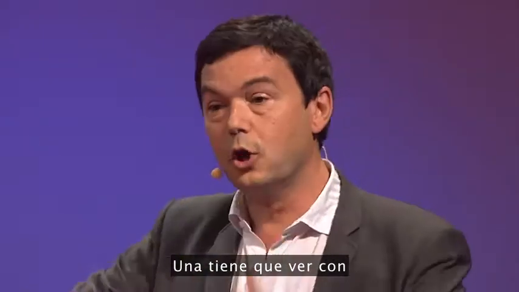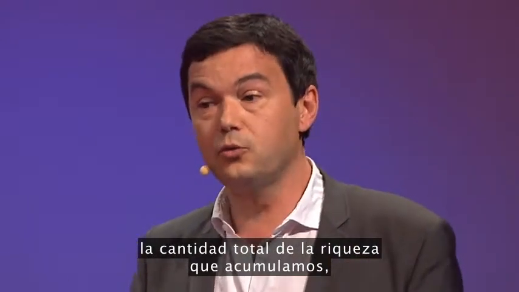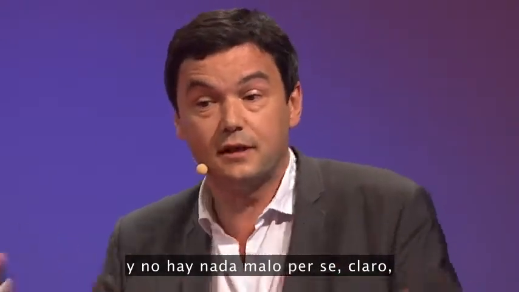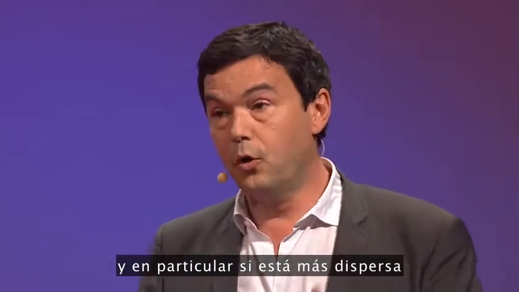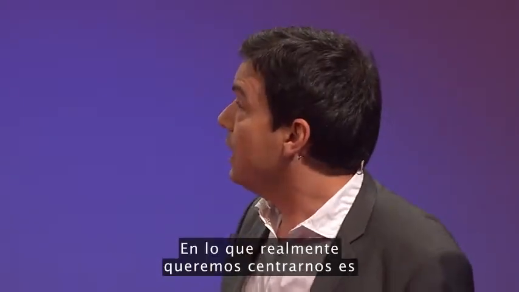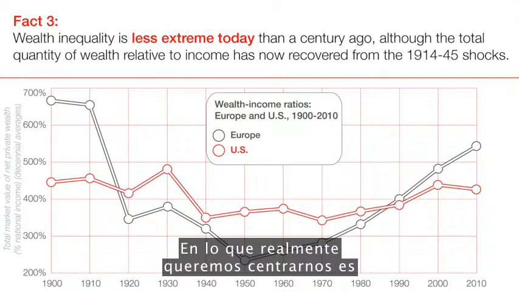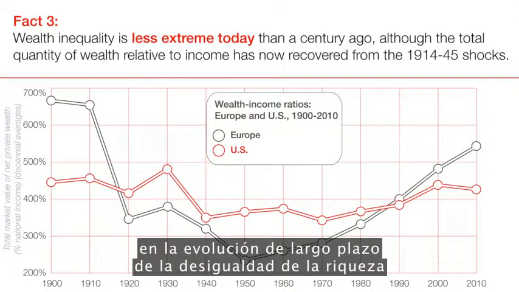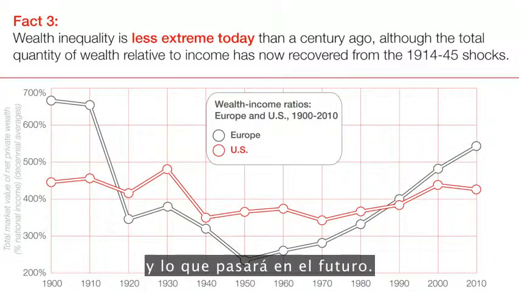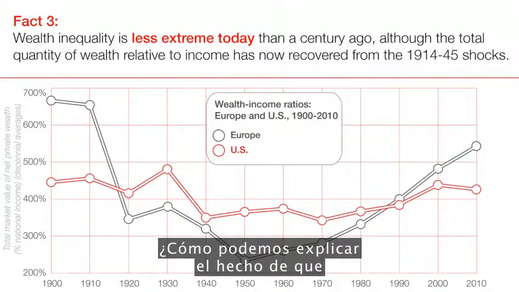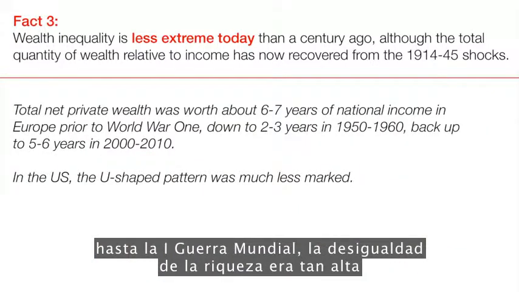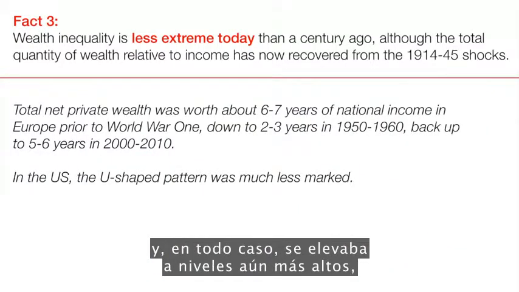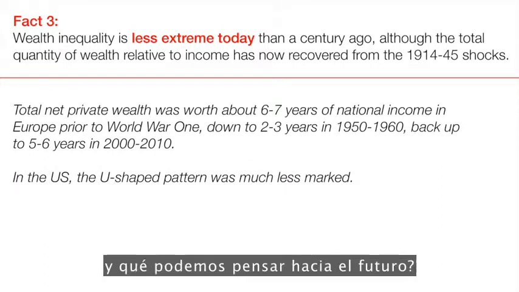One has to do with the total quantity of wealth that we accumulate, and there is nothing bad per se, of course, in accumulating a lot of wealth, in particular if it is more diffused and less concentrated. So what we really want to focus on is the long-run evolution of wealth inequality and what's going to happen in the future. How can we account for the fact that until World War I, wealth inequality was so high and, if anything, was rising to even higher levels? And how can we think about the future?